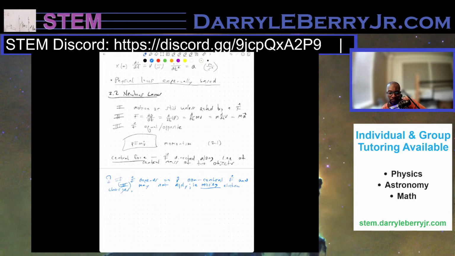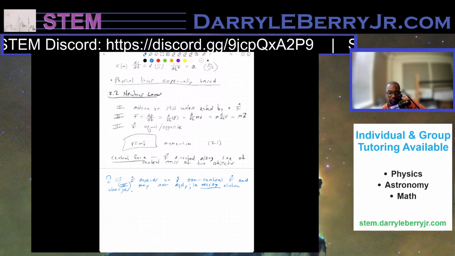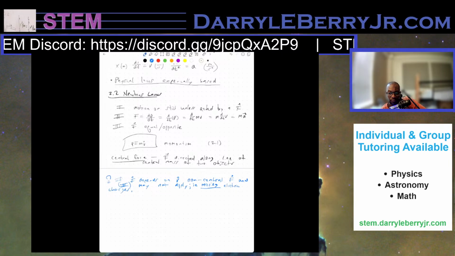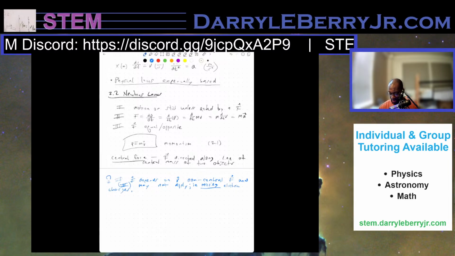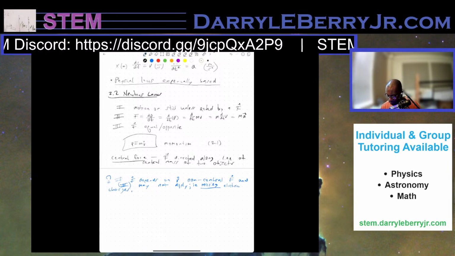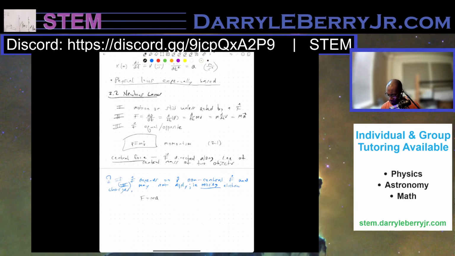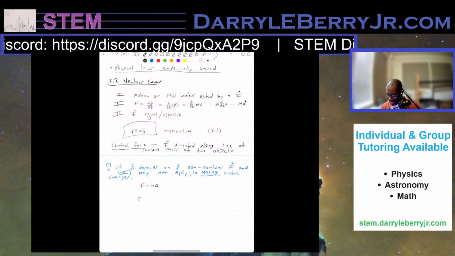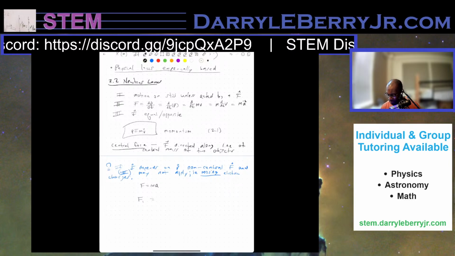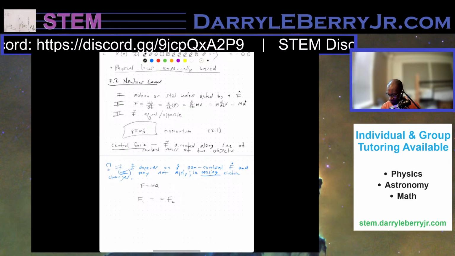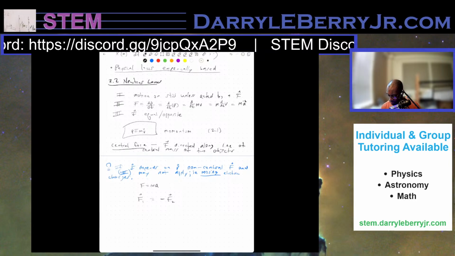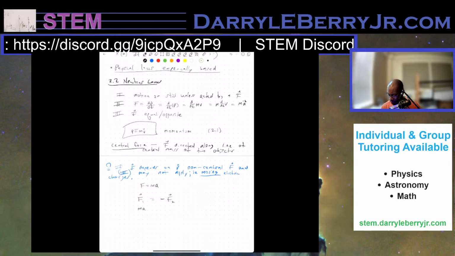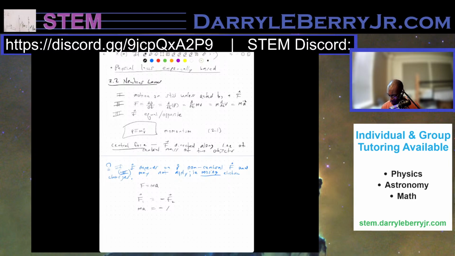All right. So basically, F equals ma, and if we have two bodies acting on each other, F1 would be opposite F2. So we can say m1a1 equals negative m2a2.